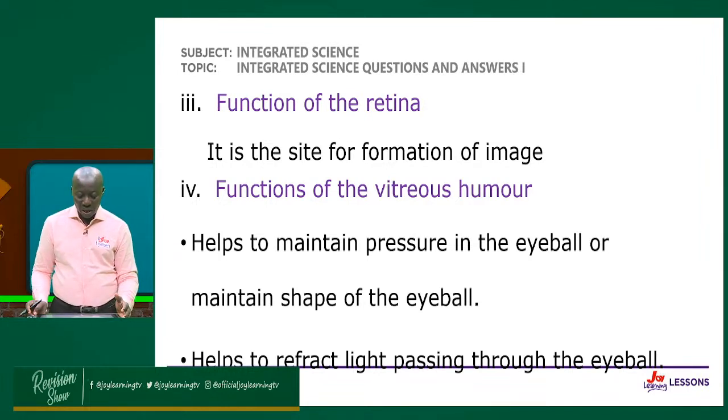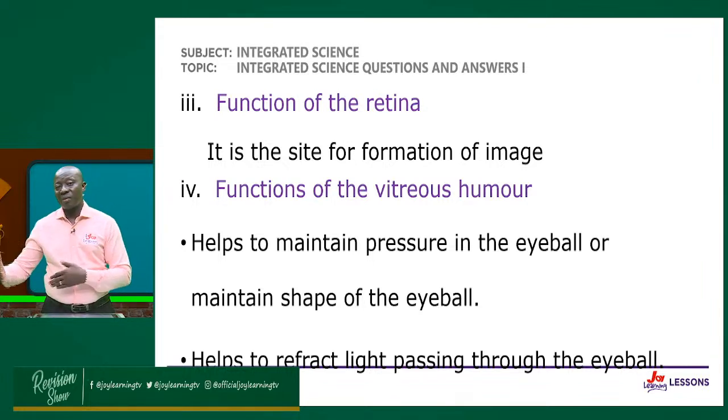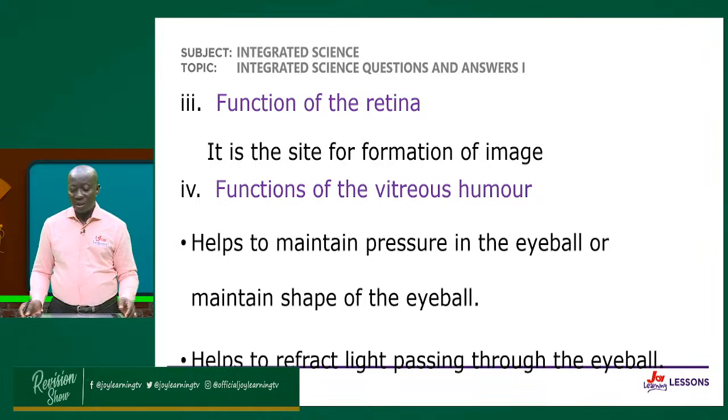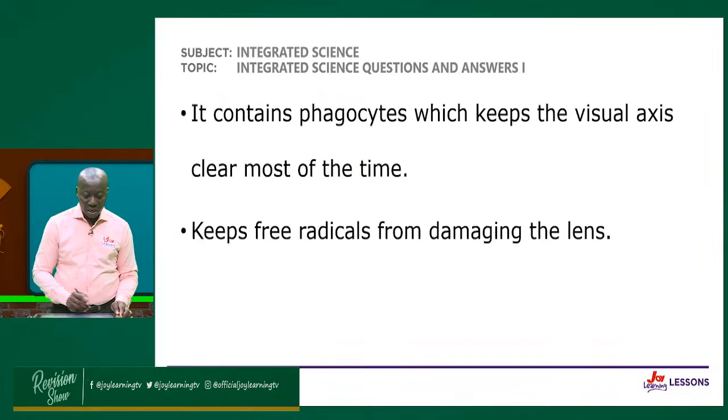The vitreous humor helps to maintain pressure in the eyeball or maintains the shape of the eyeball. So for the eyeball to be round, it is maintained by those fluids inside the eye, and that performs the job of maintaining the shape of the eyeball. And the last one is that the vitreous humor also helps to refract light passing through the eyeball. So it also performs the job of refraction, and also keeps the shape of the eye in check.